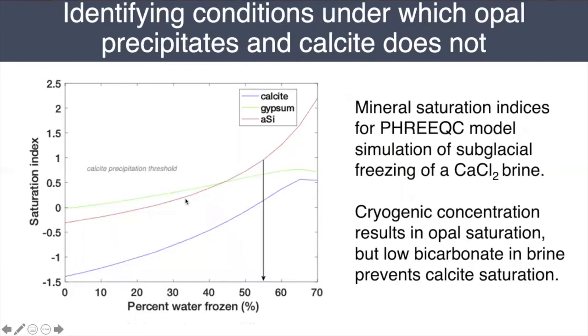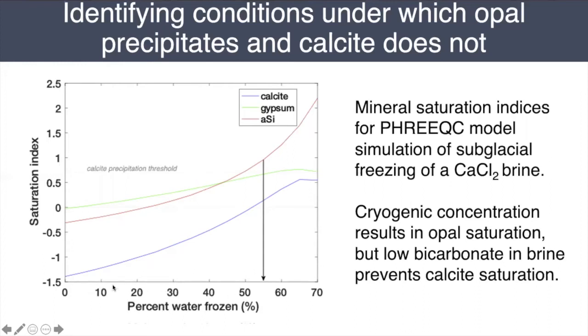Here is the first model that I had mentioned. And here we're going to identify conditions under which opal precipitates and calcite does not. And so starting with our calcium chlorine brine, we're plotting the mineral saturation indices on the y-axis and the percent cryogenic concentration on the x-axis.